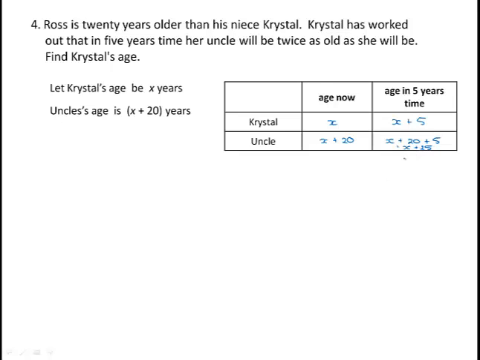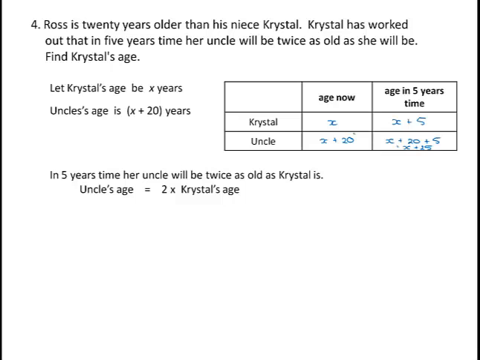The question says that in 5 years' time, her uncle will be twice as old as she will be. So in 5 years, her uncle will be twice as old as she is. This helps us to set up the equation we need to solve. So in 5 years, her uncle's age is x plus 25. But this should equal twice Crystal's age in 5 years.